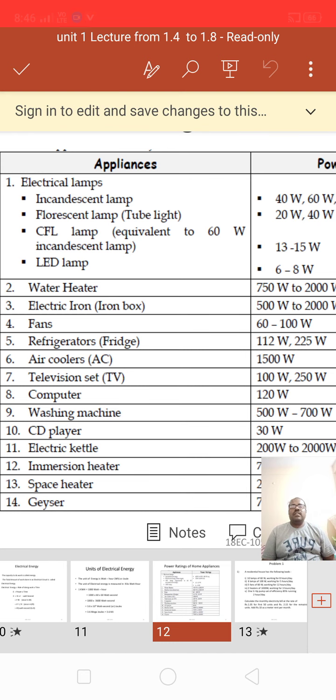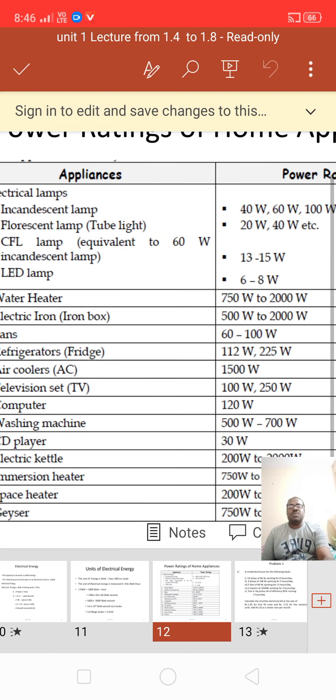Another important appliance is the water heater, next to that electric iron or iron box, fan, refrigerator or fridge, air coolers, AC, television sets or TV, computer, washing machine, tape recorder, CD player, printer, electric kettle, immersion heater, space heater, geyser. These are the different appliances which we are using in our home.